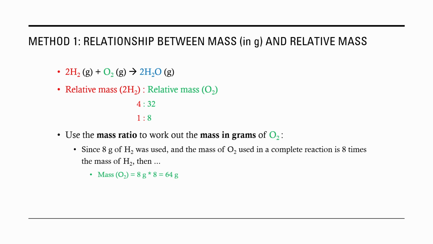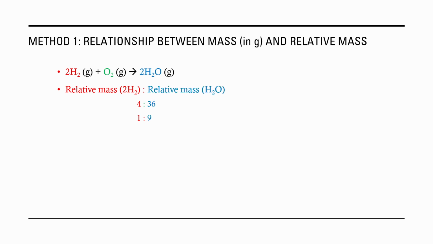So 8 grams times 8 is 64 grams. We can use the same logic to work out how much water is produced. We compare their relative masses. Remember that you should always compare the relative masses to the species with the known mass. And in this specific example, that's hydrogen, which is 8 grams. Right, so the relative masses is 4 to 36, which simplifies to 1 to 9.